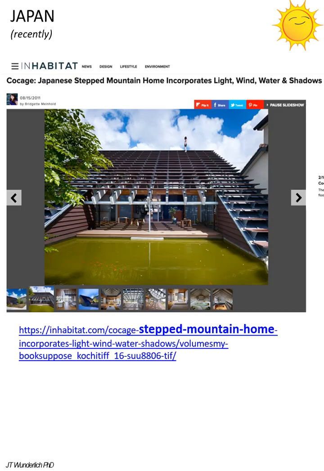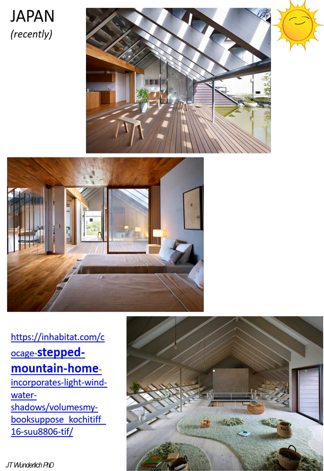Then in Japan, more recently now, this is a stepped mountain home, which makes use of light as well as wind, water, and shadows. And you can see how the sunlight's coming in here naturally. Different floors, different ways. You can imagine different times of day.